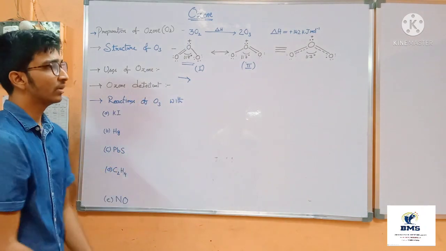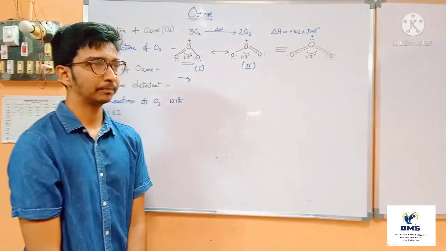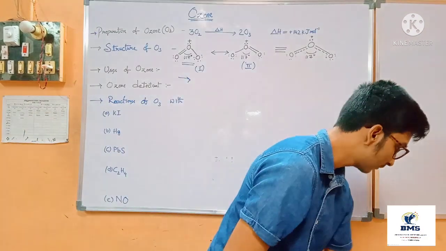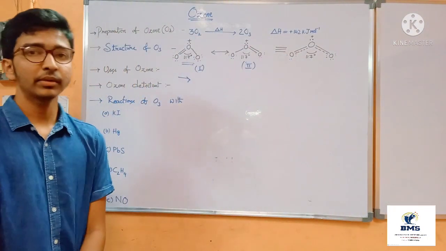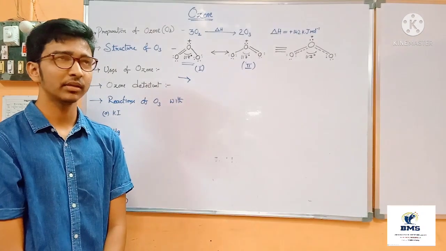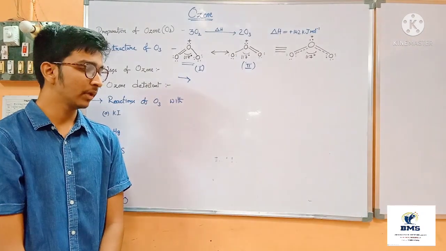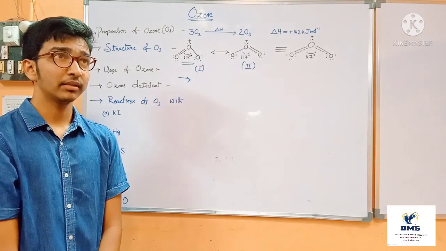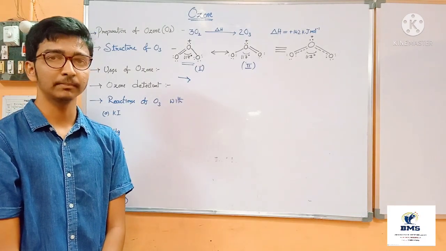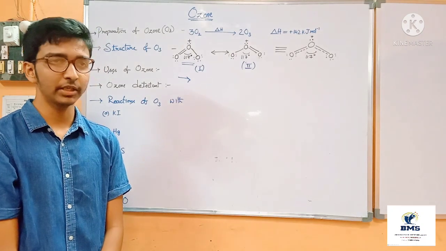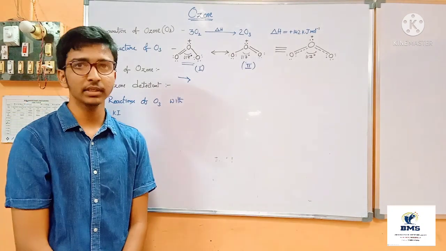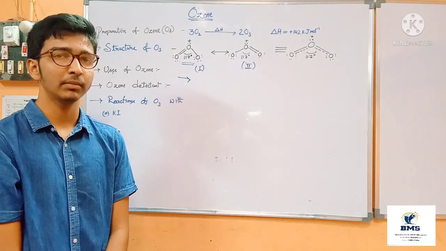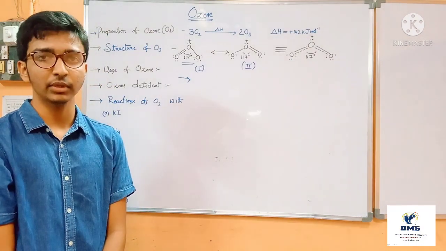Ozone detectants. First, ozone turns the moisture of iodine to blue color, and ozone makes mercury lose its meniscus and stick to the glass.